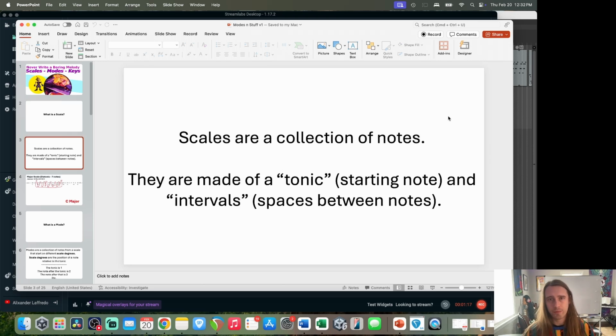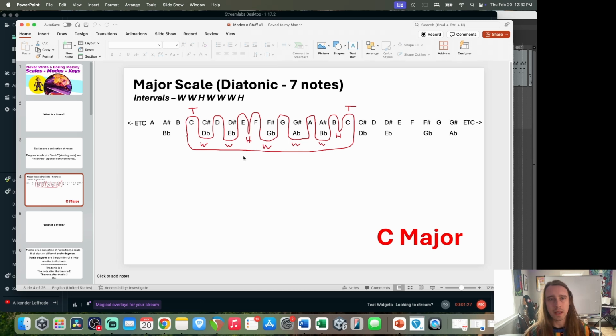All right, quick recap. What is a scale? Again, in the last video, we defined scales as simply a collection of notes, and they're made of a tonic, which is a starting note, and an interval, which is the space between notes. So you may recognize this. Again, it's in the previous video, but basically, we took a starting note, in this instance it's C, and then we have an interval structure, which is a whole step, a half step, followed by 3 whole steps in a row, and then another half step.